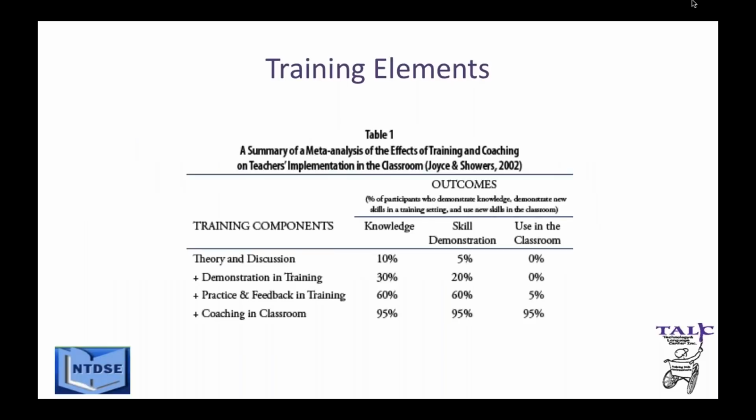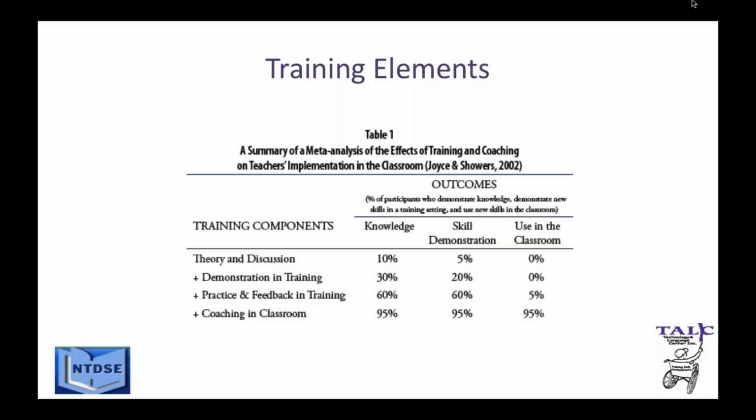This graph is really eye-opening. This was published in the Fixsen article previously mentioned, but it was based on a study done by Joyce and Showers in 2002, where they actually looked at the training components that were included in a training and then the outcomes. And what you'll see is that if the training only contained theory and discussion, there was a 10% increase in knowledge, 5% in skill demonstration, but 0% use in the classroom.